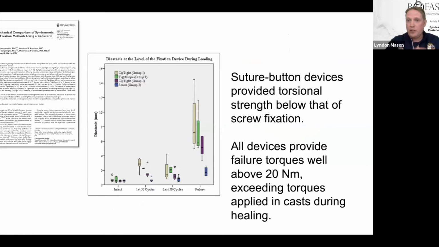So this is the question between suture button or screw. Cadaverically, a suture button provides a lot less strength than a screw fixation. However, if you compare it to normal walking in a boot or plaster, the 20 newton-meters that it requires for this, it doesn't actually reach that point.